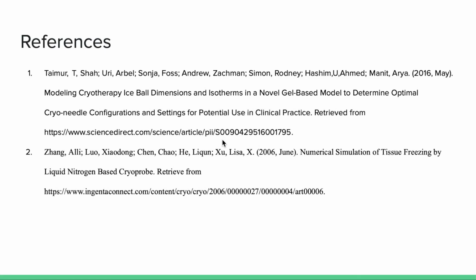Here are the references we used, and they were used in this PowerPoint to compare our simulation results and to show that cryosurgery can be used multiple times in succession without hurting the patient.